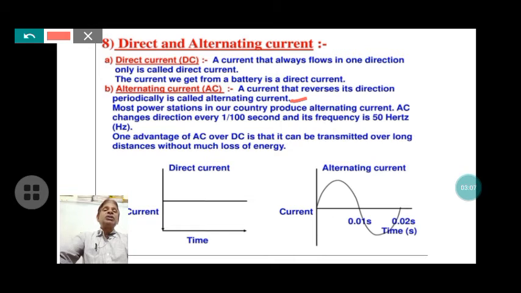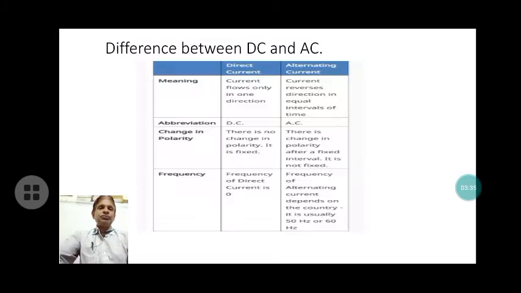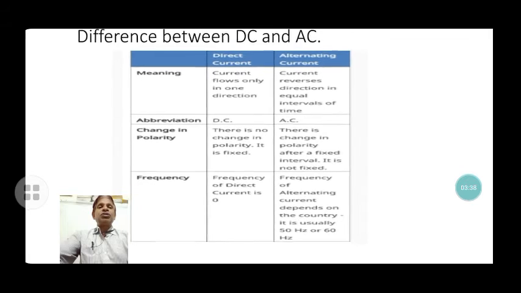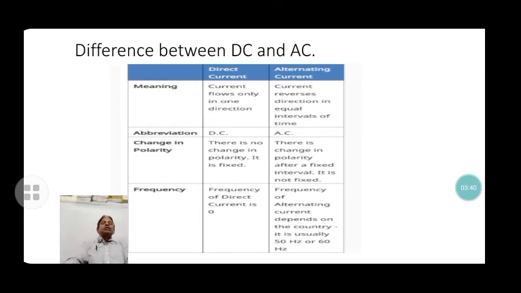Now, the advantage of AC over DC is that the transmission of AC is very easy without any loss of power. But DC current is not transmitted over a long distance, and if it is transmitted, a lot of power is consumed in the transmission. So that is the advantage of AC current over DC current. Another advantage we will discuss in the next slide. Here, first we consider the basic differences between DC and AC.